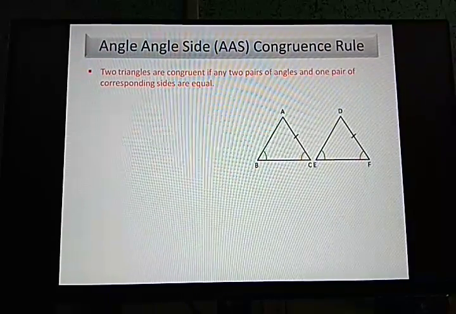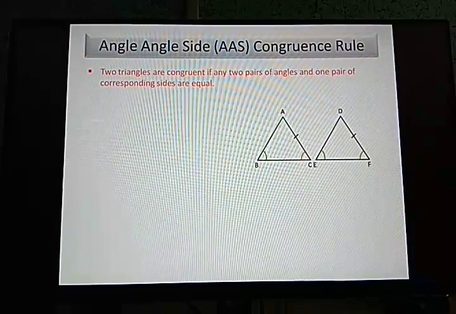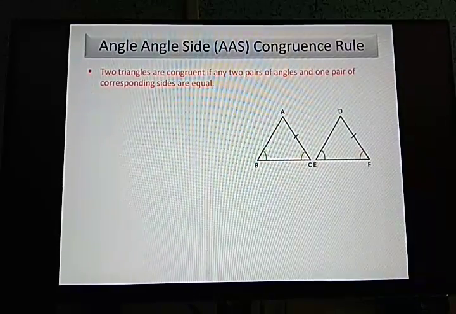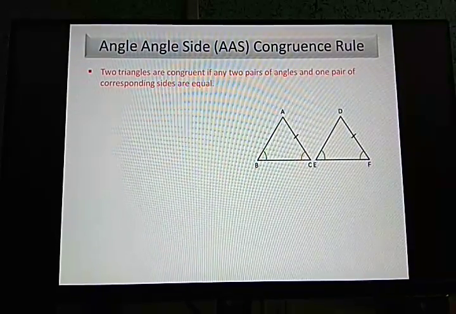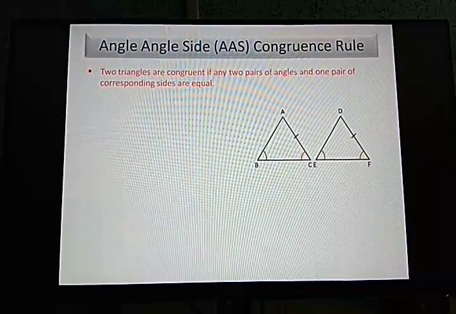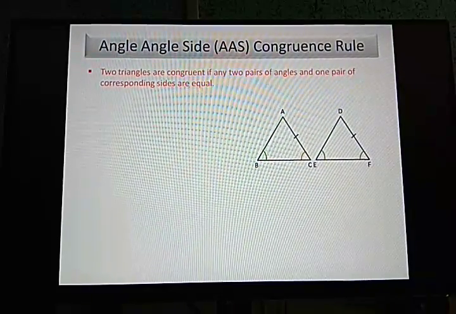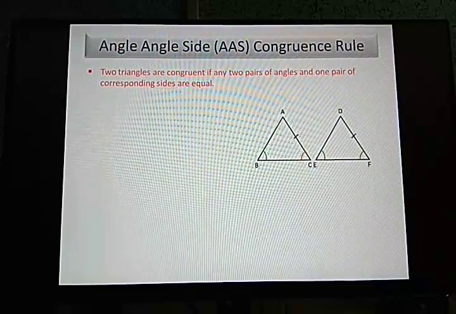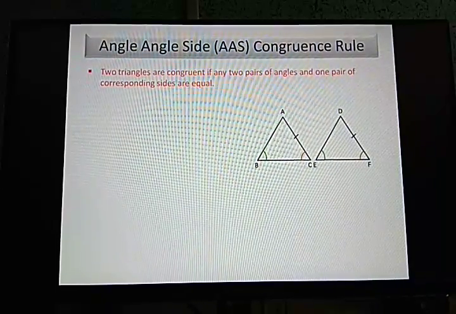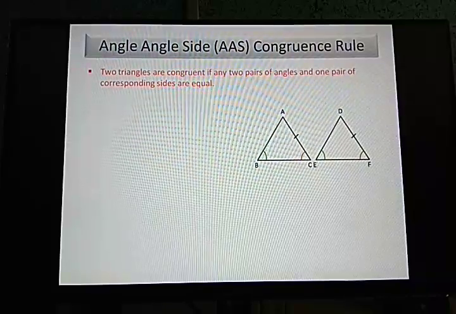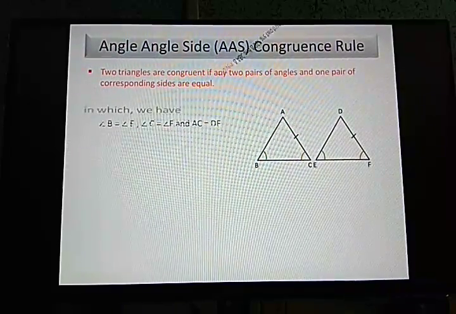Now here you can see this side AC and DF are not in between these two angles. If it was in between these two angles, then it would have been the angle side angle congruence rule, but since it is not, it is under the angle angle side congruence rule. So let us prove this also.